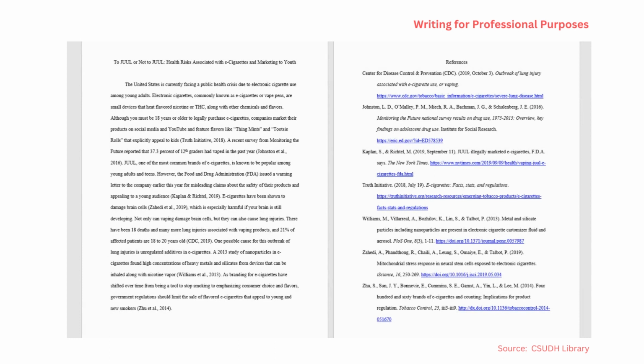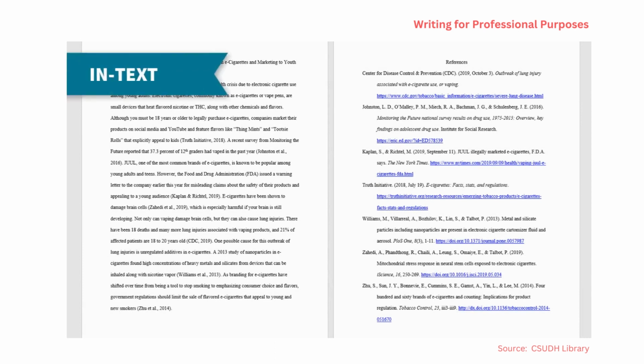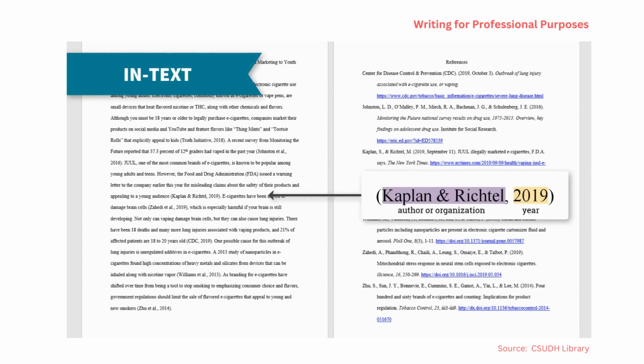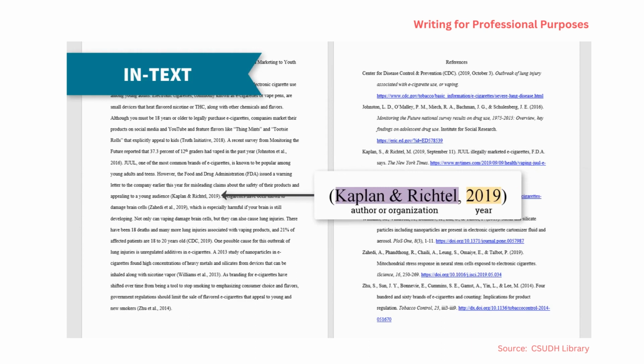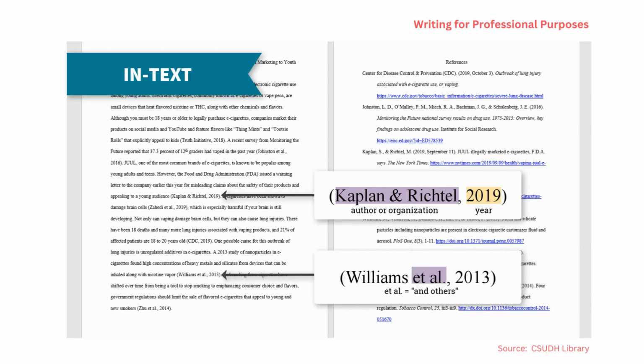There are two main components of a citation. First, when you reference another source, include an in-text citation in the body of your paper. In APA style, this citation includes the author's last name or organization, comma, and the year in parentheses. If there are more than 3 authors, include the first author's last name, then use the abbreviation et al., which means and others.